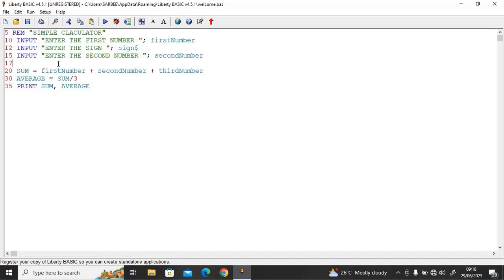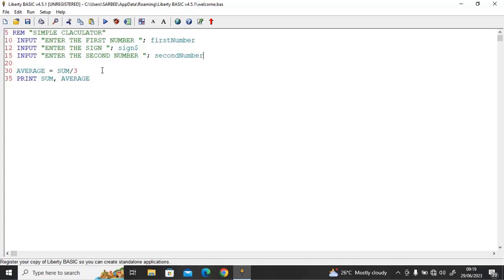Then what you're going to do now is that I'm going to make a condition. The condition will depend on what the person types as sign. If it's plus, do this thing. If it's minus, do this thing. If it's this, do this thing. Do you get that now? I think you're getting the logic there. So I'm going to do something like this. I don't need this. I need this.